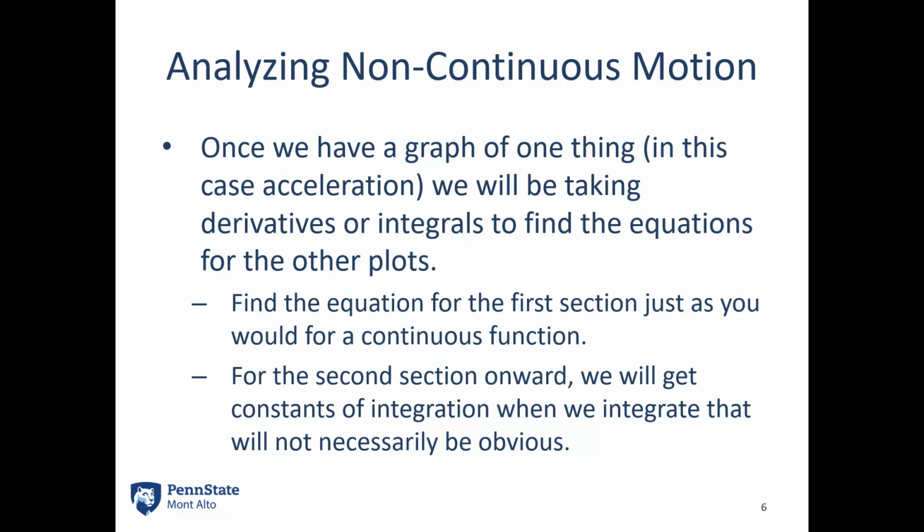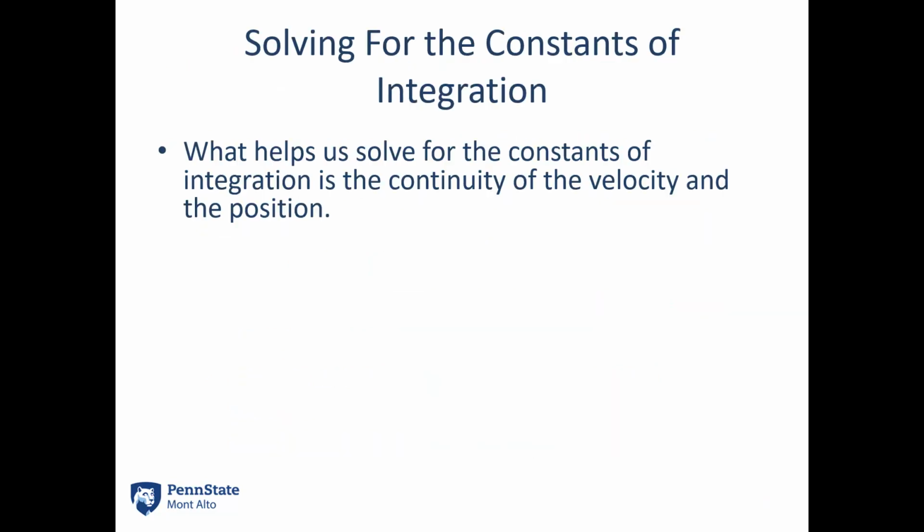It is going to be initial velocity, initial position, but at time equals 0, not that initial velocity and initial position at the transition point from one section to the next. So how do we solve for those constants of integration when they show up? And solving for those, we need to use the transition points.